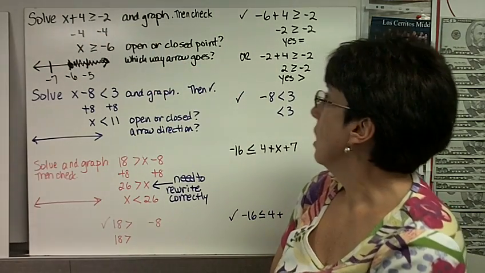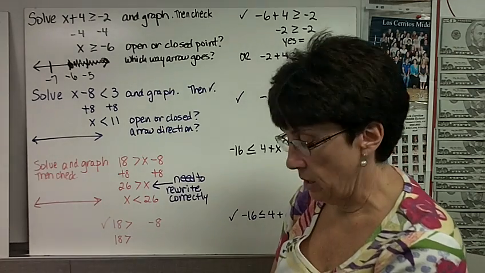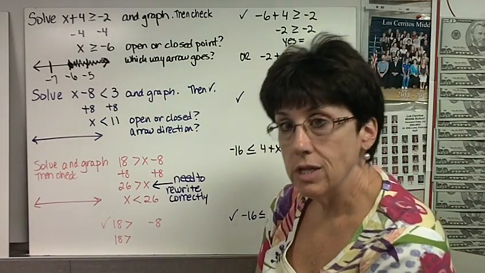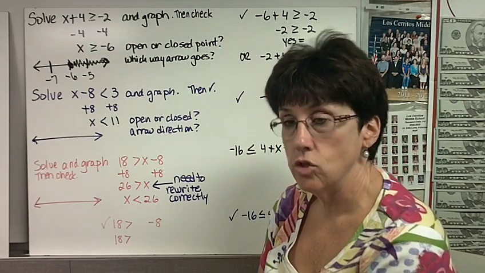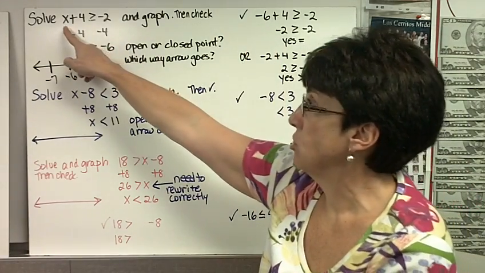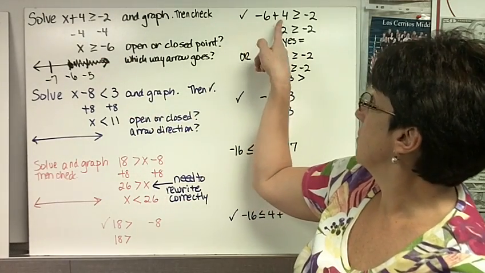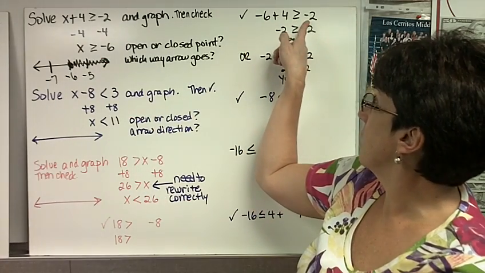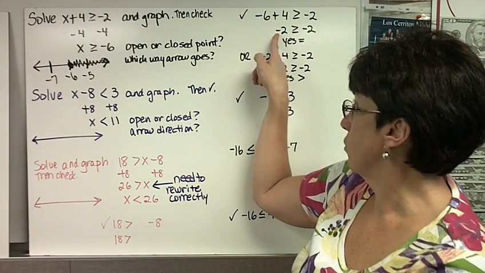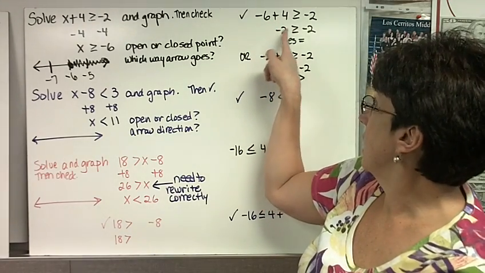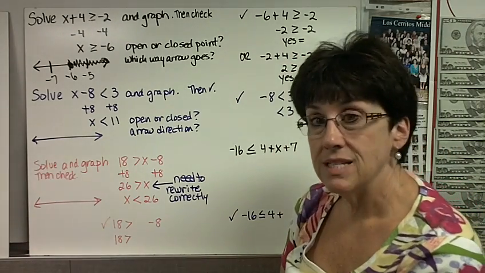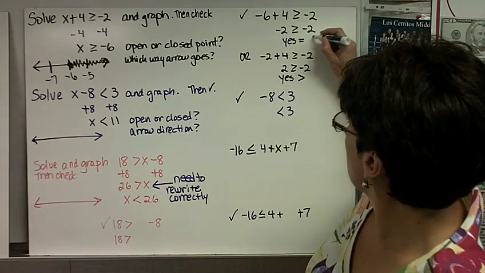Okay. Now I'm going to show you 2 ways to check this. If it's greater than or equal to, you can choose your answer number. Okay, you can choose -6. So I did that. I plugged it in, substituted it into my original equation. -6 plus 4 is greater than or equal to -2. I combined my like terms. -6 plus 4 is -2. And I say -2 is greater than or equal to -2. And that's true because it is equal. Okay, so I'll put my little happy face.